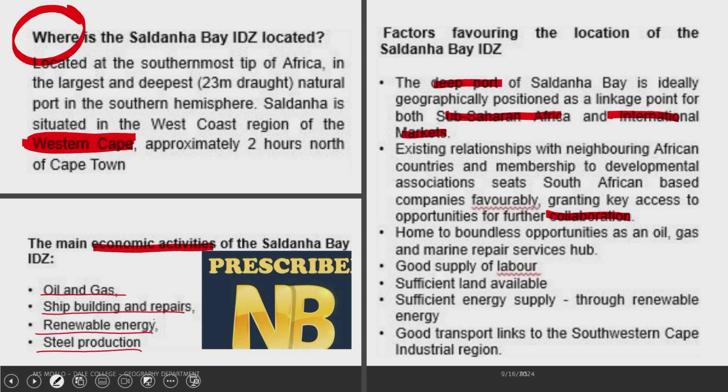Home to boundless opportunities as there is oil, gas, and marine repair services. So those, it's looking at the resources that it has. Good supply of labor. There's a lot of population in the Western Cape. Both skilled and unskilled labor will be available. Sufficient land available, particularly for expansion and growth. Sufficient energy supply through the renewable energy that they're producing themselves. And don't forget, there is a nuclear plant, which is not too far. Good transport links in the Southwestern Cape Industrial Region. We talked about the corridors. There's the N7, there's the railway, there's the airport, there's the port. So we have good transport links.